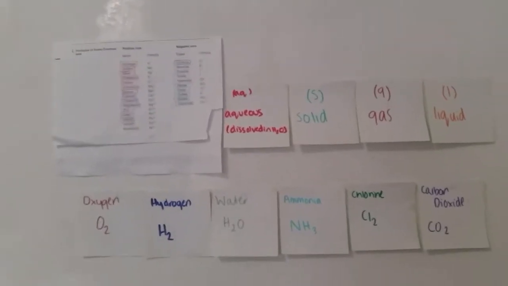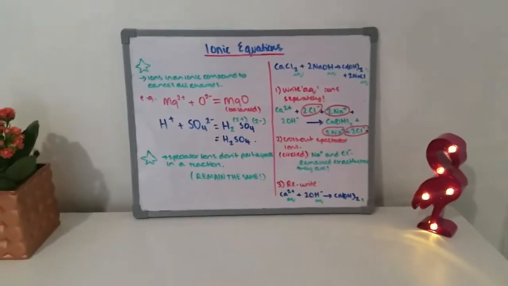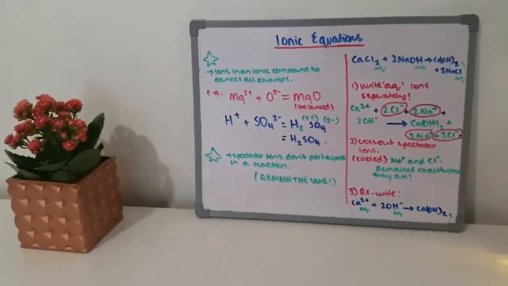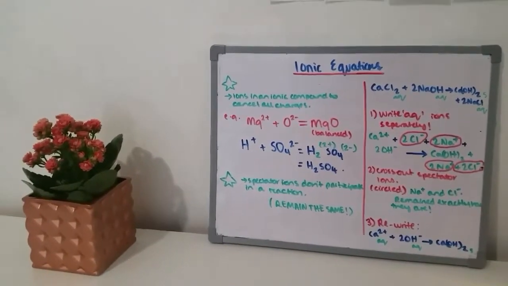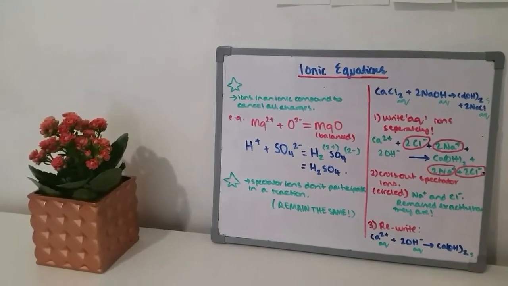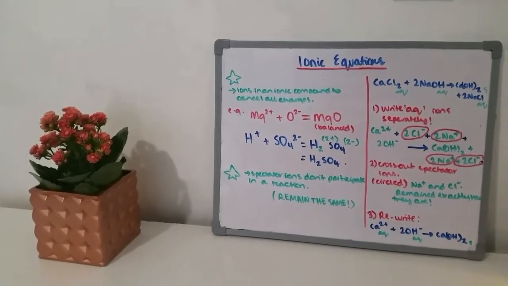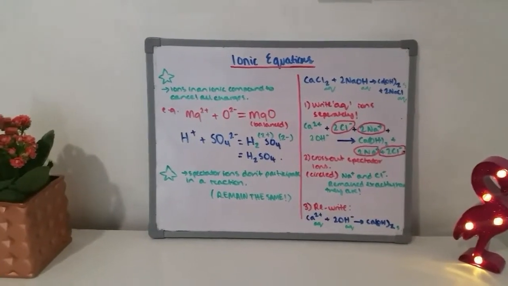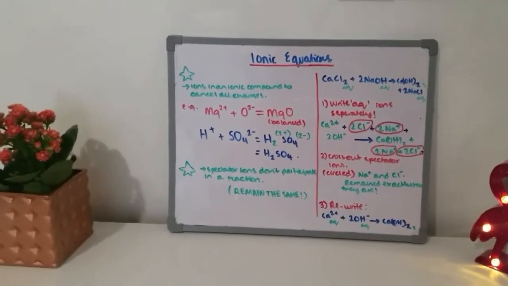Right, so now I'm going to move on to the actual video. The ionic equation, the method for it. One golden rule we first need to know is that the ions in an ionic compound cancel all the charges. This will be explained better in the ions video, but all you need to know at this stage is that the charges add up so that the overall charge of the ionic compound is 0.